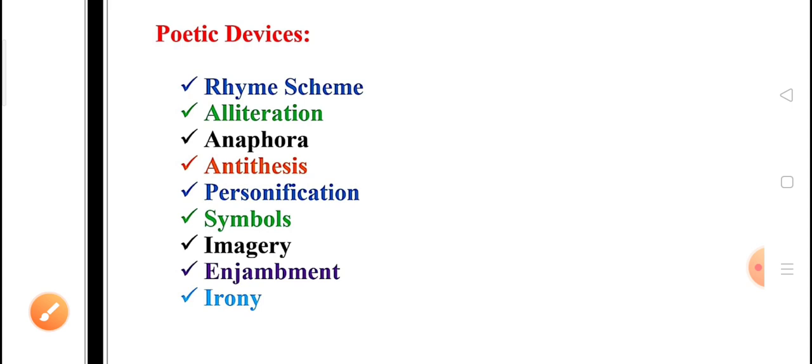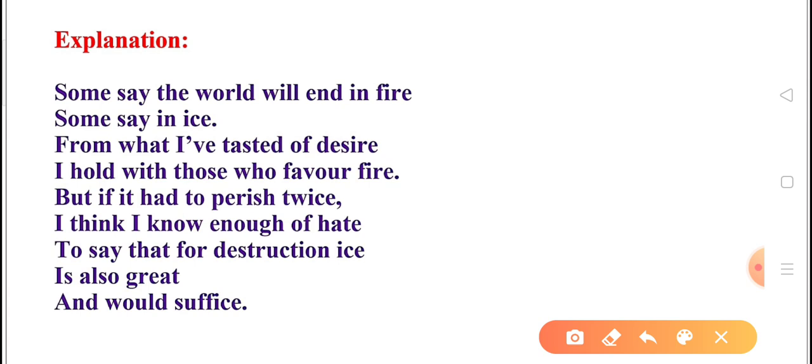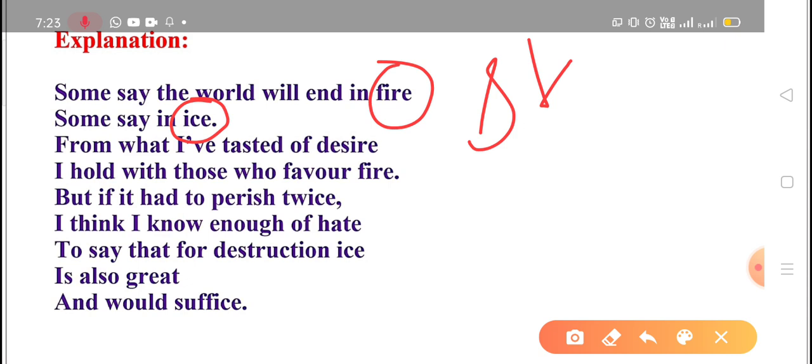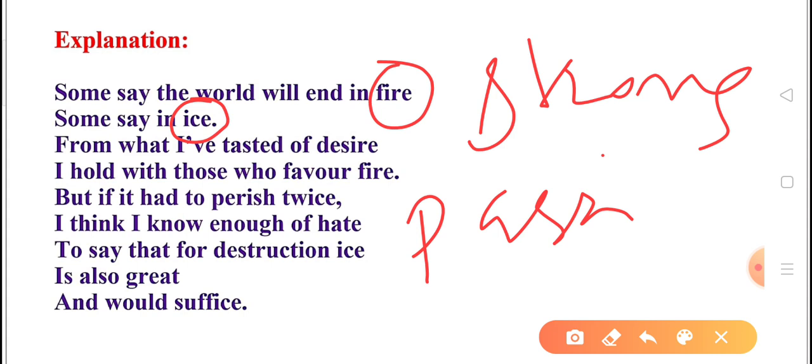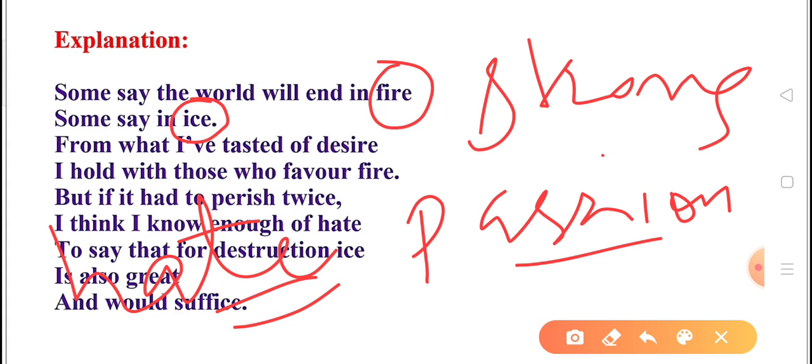Next one is symbols, or we can say metaphor also. One example we can take about the metaphor, or symbol: only two symbols are there. One is fire and another is ice. So fire is a symbol of what? The metaphorical meaning of fire is strong passion, or lust, you can say. And ice means hate or indifference. So they are the symbols. Fire stands as a symbol for strong passion, strong desire, and ice stands for hatred or indifference. So over here, the poet uses symbolism, or we can say these two are metaphors also.